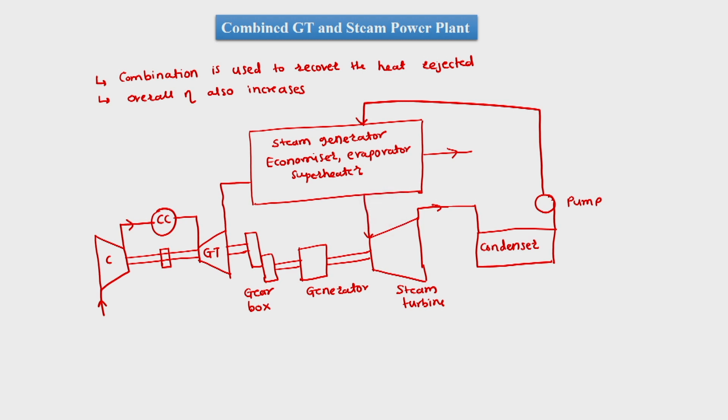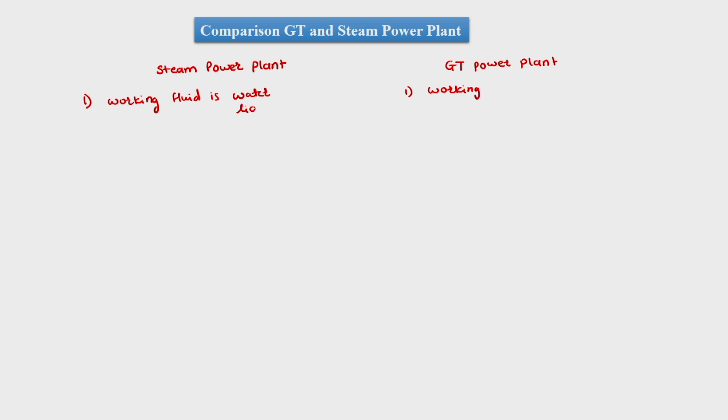Having said this, now we will compare the two power plants, which are the steam power plant and the gas power plant. We know that the first difference between steam and gas power plants would be based upon the working medium. So here we will write about the steam power plant, and here we will write about the gas turbine power plant. So the first difference is working fluid. Here the working fluid is water, or in other cases refrigerants. Here the working fluid is gas.